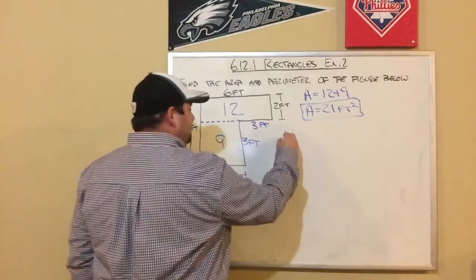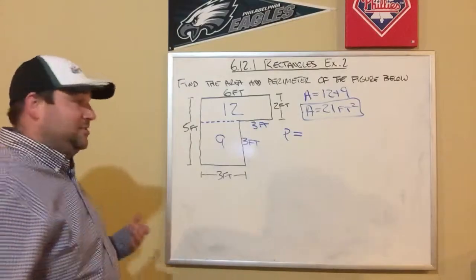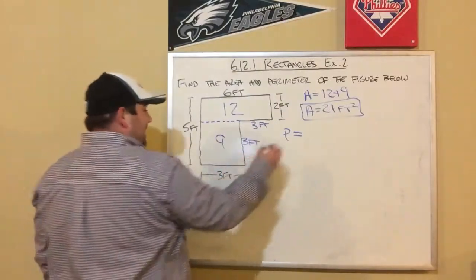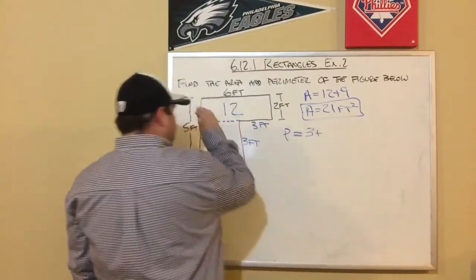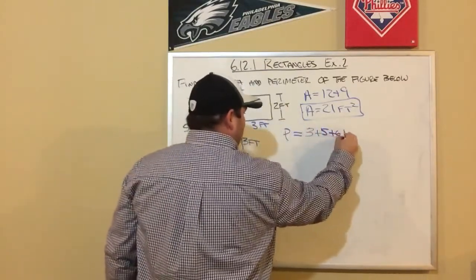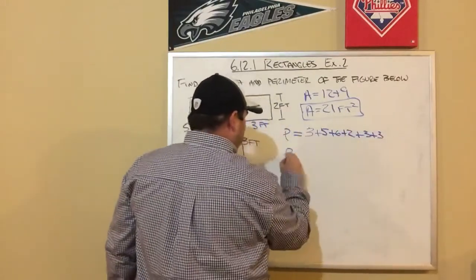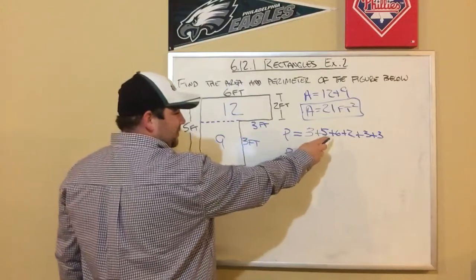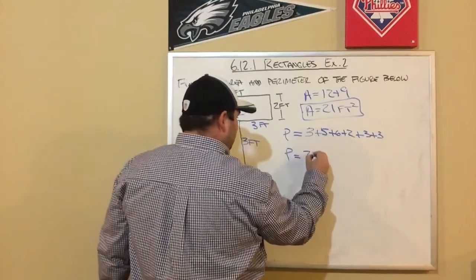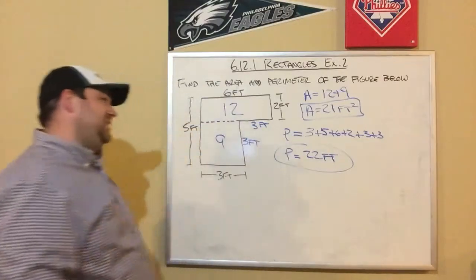And now for perimeter, I just can add up all the sides. The biggest mistake I see with this is people forget a side or they add too many. I always start with the bottom and just work my way clockwise around the figure. So if the bottom's 3, then the left is 5, then the top is 6, and this one's 2, then we got 3 and 3. And then I'm just going to add those all up. 3 plus 5 is 8, plus 6 is 14, plus 2 is 16, plus 3 is 19, plus 3 is 22. So my perimeter is 22 feet.